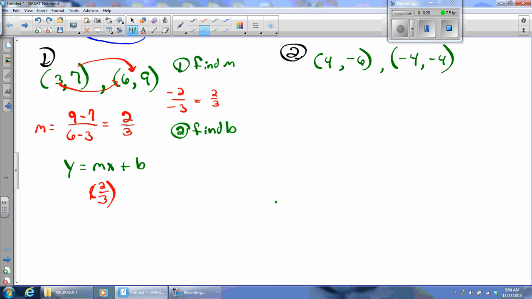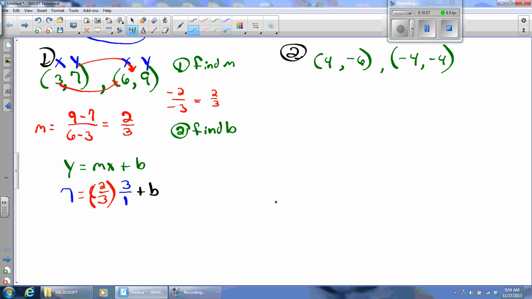Okay, so I've got the 2/3. Now, I need a y and an x. I have an x and a y here, and an x and a y here. It doesn't matter which one you pick. I would suggest if you have a fraction for your slope, pick the one that will make the math easier. In this case, they're both going to be pretty easy mathematically speaking. I'm going to pick the 3/1, and I'm going to put 7 in for y, and I'm going to solve for b.